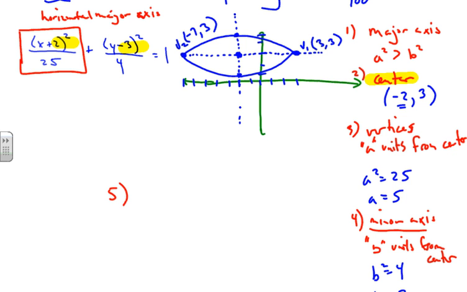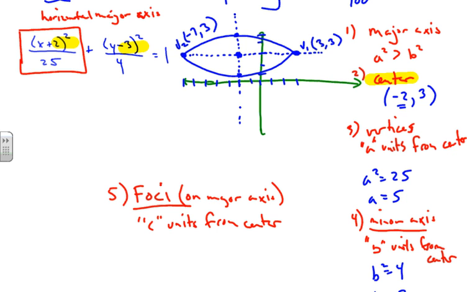Now the foci are c units from center on the major axis. Okay, on the major axis.